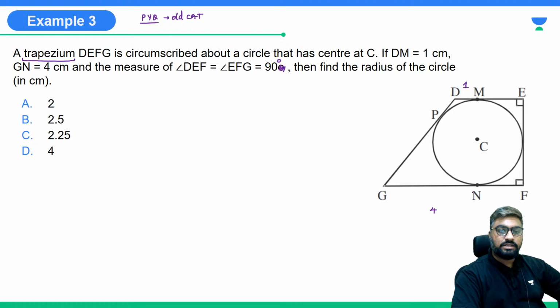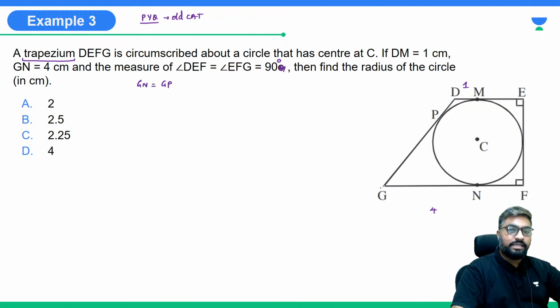So first things first, look at this. Can I say that GN and GP are two tangents from the same point? GN and GP are two tangents from the same point. Correct? Two tangents are originating from G. Yes, so they will be equal. If GN is 4, then GP is also 4. This part is done.